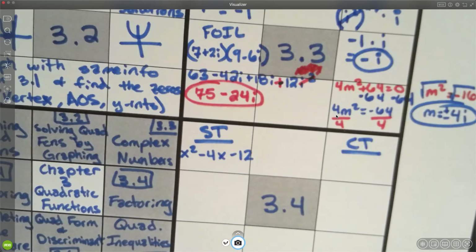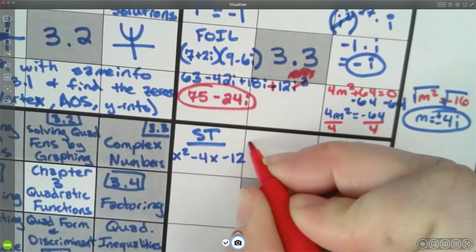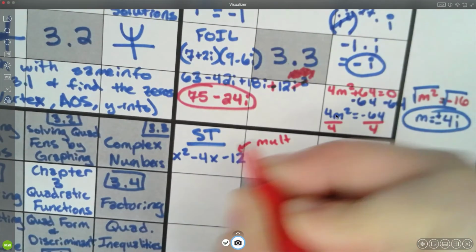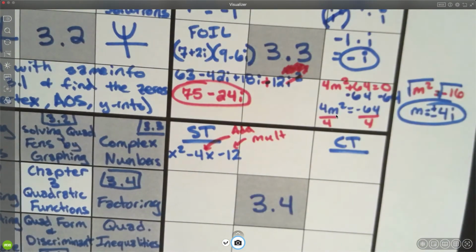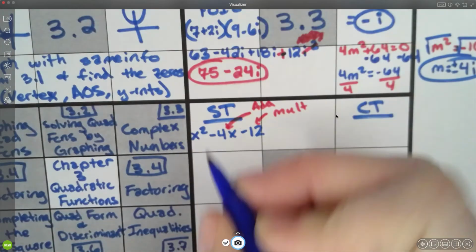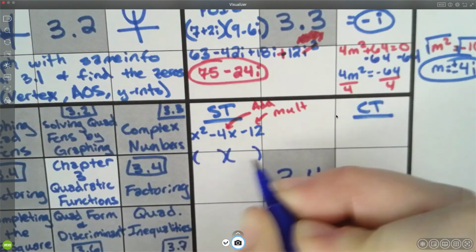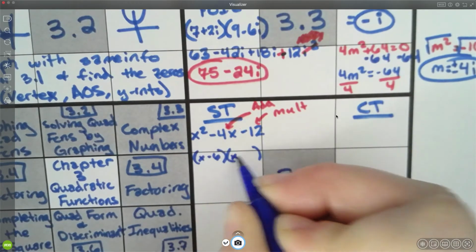So when you're doing simple trinomial, here's the rule. Multiply to get the last number, add to get the middle. So 6 times 2. Multiply to get this, add to get this. You break down the x squared. Sure. Multiply to get 12, add to get negative 4. Emma said negative 6 and 2. Negative 6, positive 2. Okay, let's check that before we go any further.